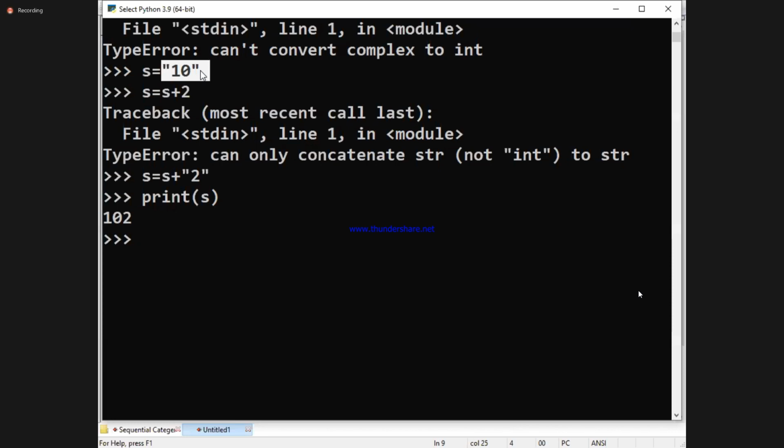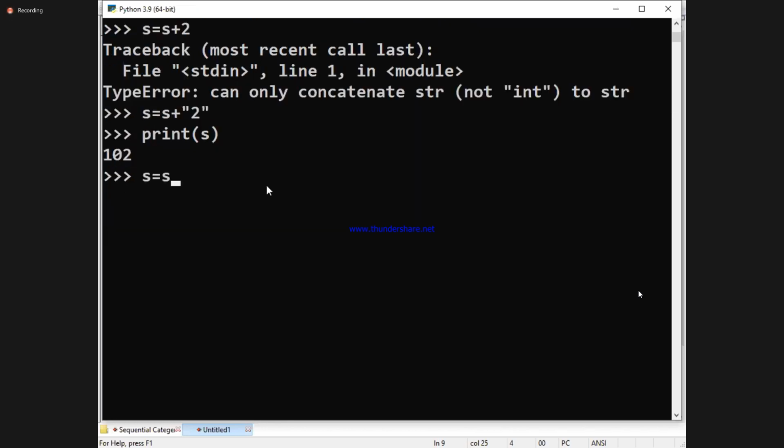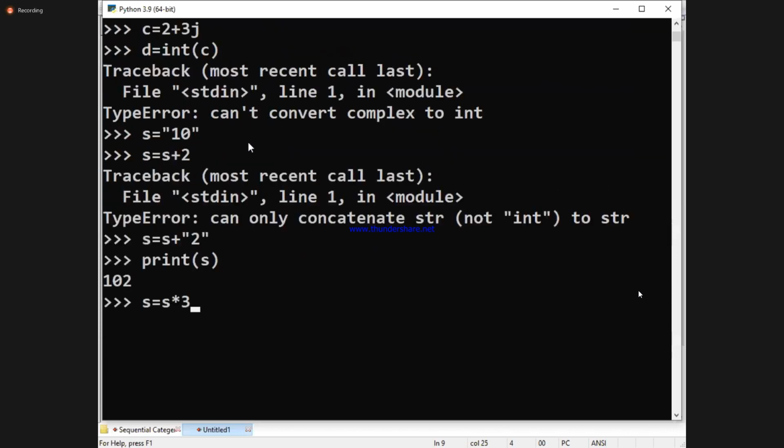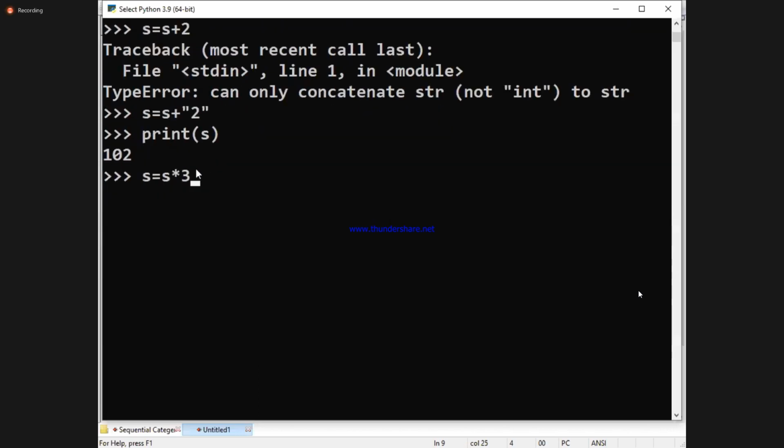On string data, no operation is possible. For example, S is equal to S plus 2. What error did we get? Again I will do S is equal to S into 3. I am trying to multiply a numerical value with a string. Possible or not possible? Generally people will expect S is 10, so 10 into 3 they will expect 30. A normal student would. But it is giving which error?